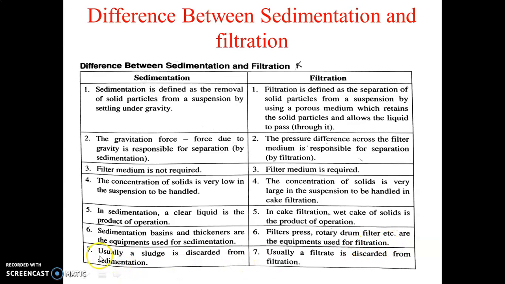And in case of sedimentation, sludge is discarded from the sedimentation. Sludge is nothing but the solid which is obtained at the bottom of the sedimentation tank. So this sludge is discarded, means thrown out from that sedimentation equipment. And in case of filtration, the filtrate, that means the liquid which is obtained after the filtration, is discarded or thrown out. So these are the 7 points which differentiate between sedimentation and filtration.